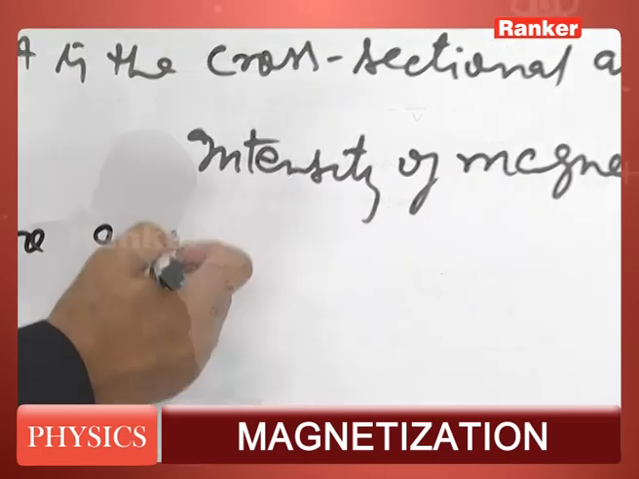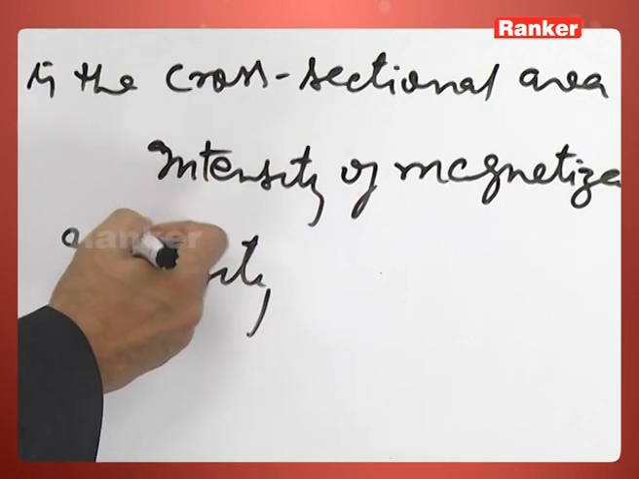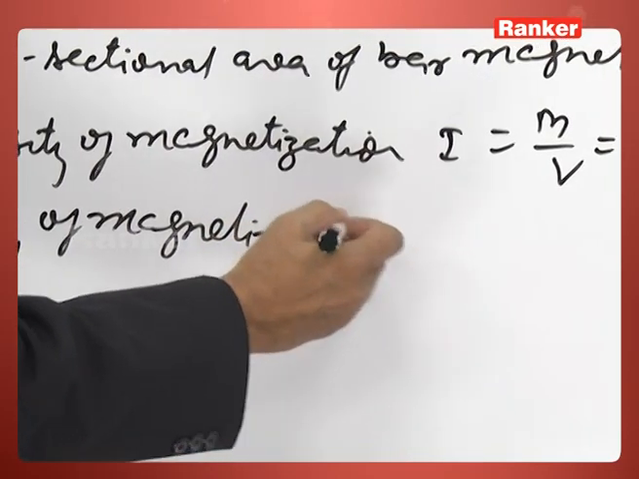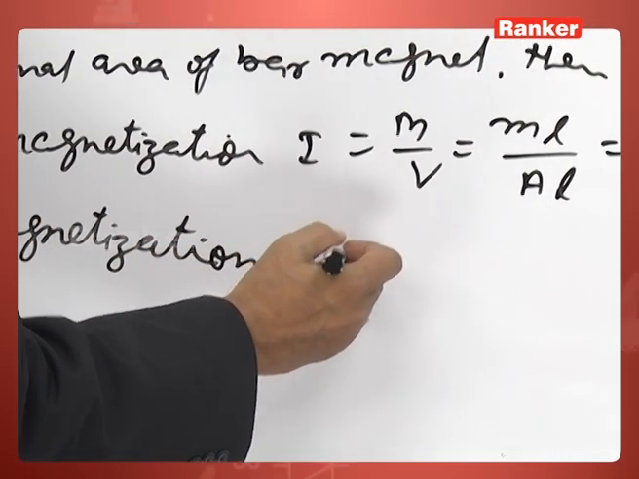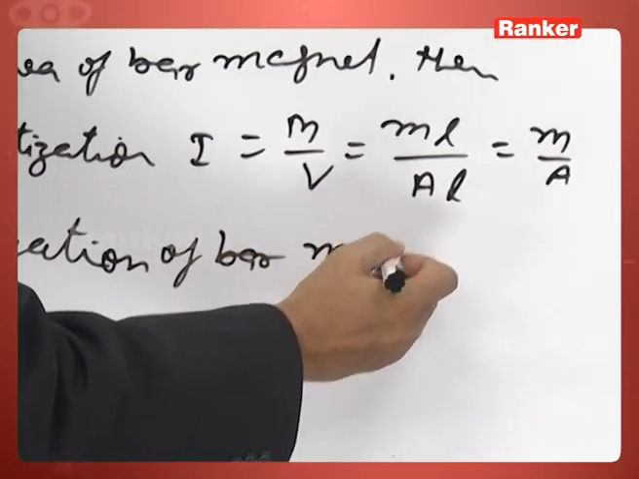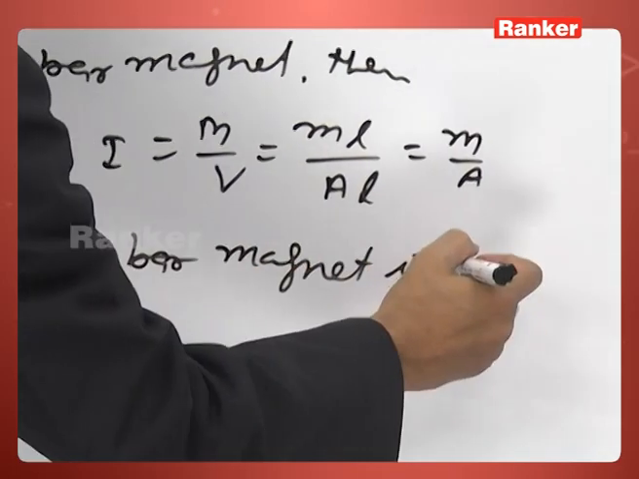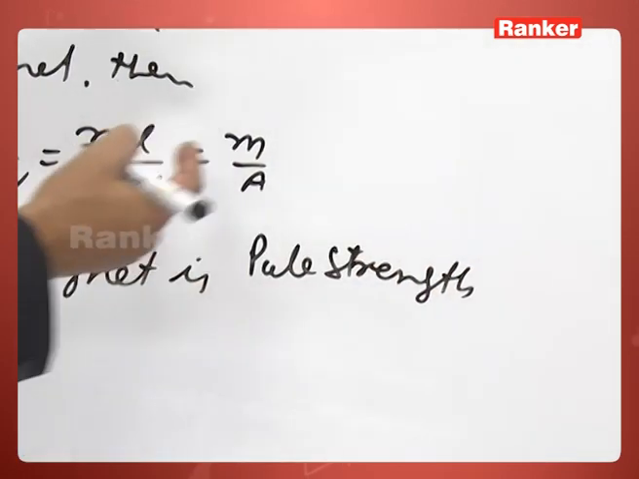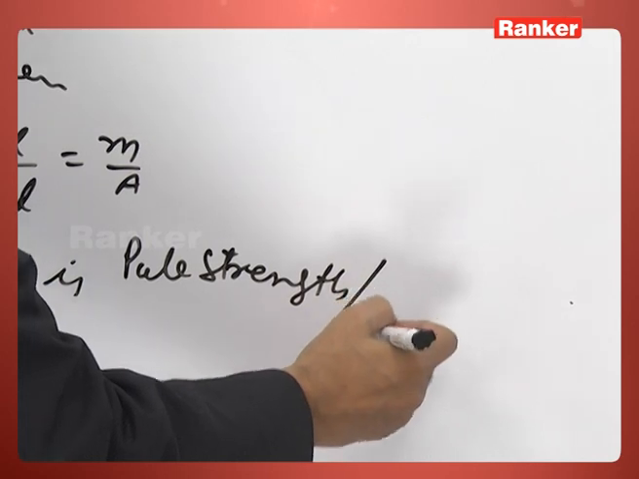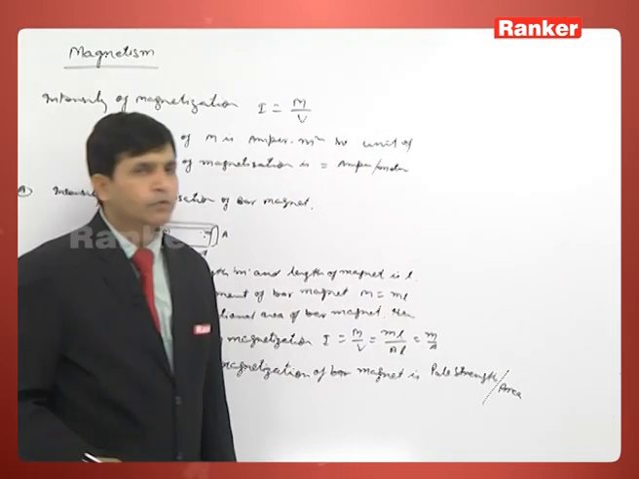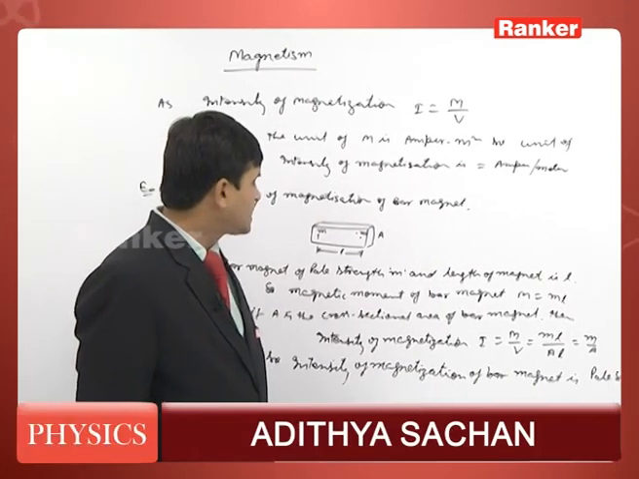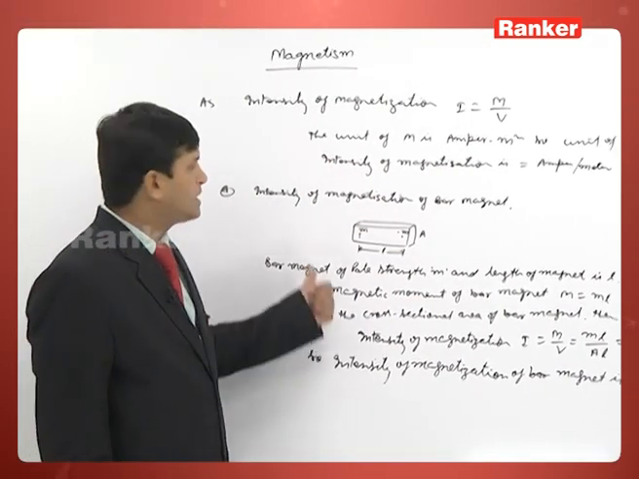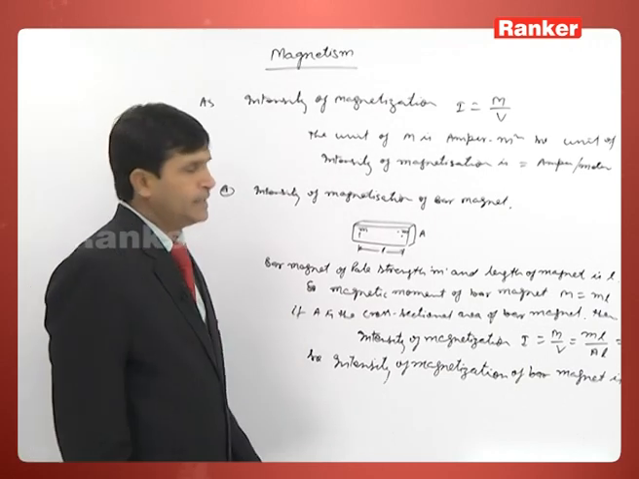So, the intensity of magnetization of a bar magnet is pole strength per unit area. Like this, we can write the intensity of magnetization of a bar magnet. Now similarly, if we want to calculate the intensity of magnetization of a solenoid, see.